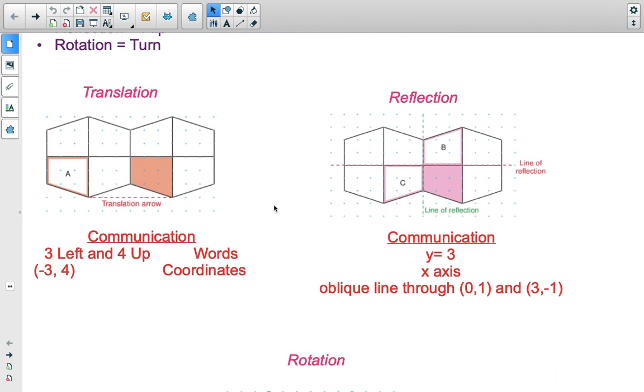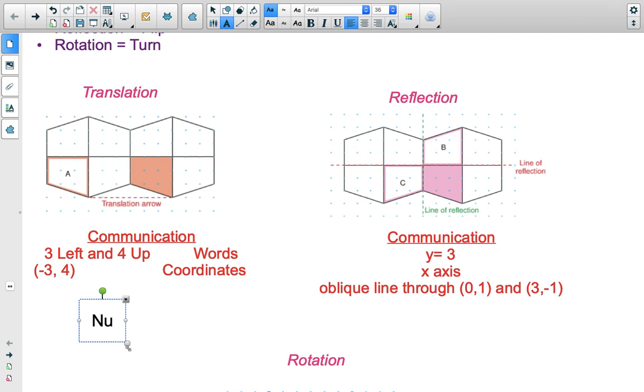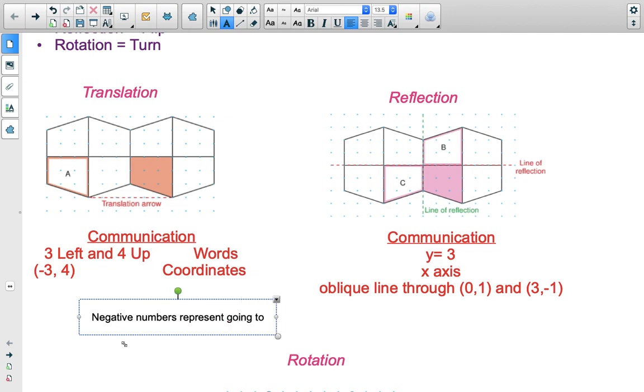So, a translation. We communicate translations in 2 different ways. We communicate them by either saying left, right, up, or down. So we use our words, or we can use coordinates. So we usually would use a negative. Negative numbers represent going to the left or down.